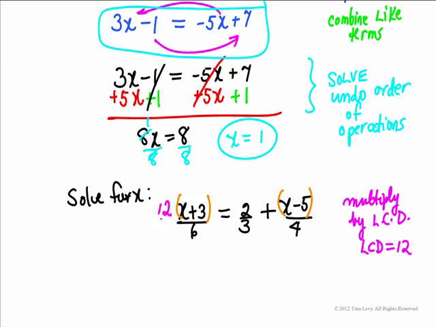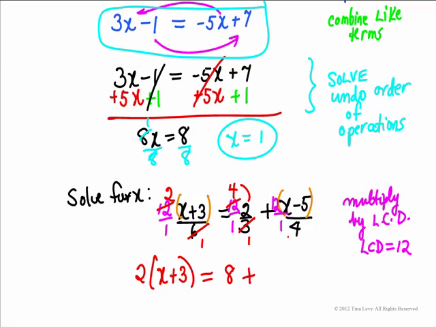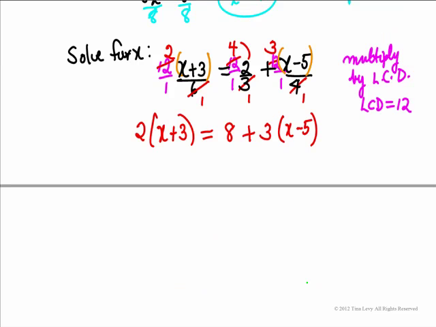So my next step is I'm going to multiply every term of the equation by the 12. This next step, multiplying, I'm really going to be canceling the denominator. So 6 goes into 12 twice. So I have 2(x + 3) = 3 divides into 12 four times, 4 times 2 is 8. And then 4 divides into 12 three times. And I have 3(x - 5). I've just rewritten it without the fractions. We'll go on to the next page to finish this.